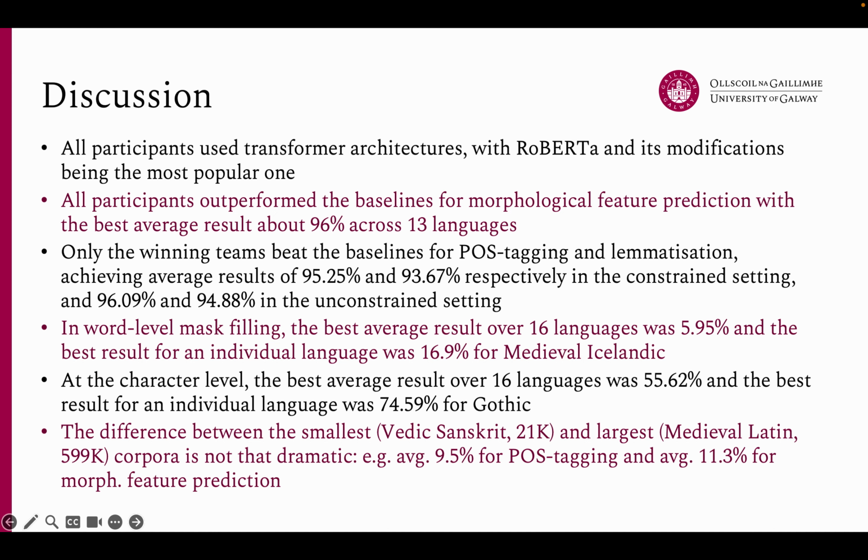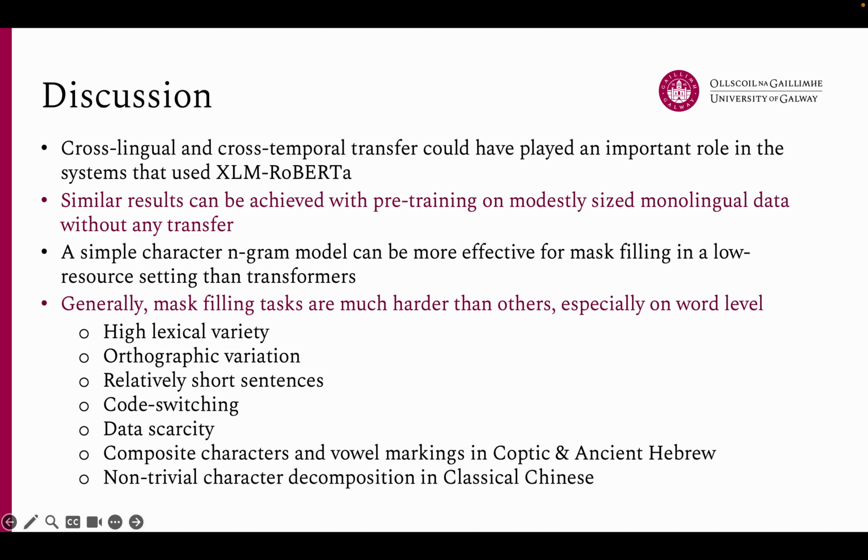However, models trained for this task seem to be more susceptible to orthographic variation and lexical variety in the data, as well as to the morphological complexity of a language. Thus, we see poorer results for lemmatisation across all languages, despite the milder metrics. Cross-lingual and cross-temporal transfer could have played an important role in the systems that used XLM Roberta. However, similar results can be achieved with pre-training on modestly sized monolingual data without any transfer, as the winners of the constrained track showed. Mask filling tasks appear to be much harder than we expected even for state-of-the-art models.